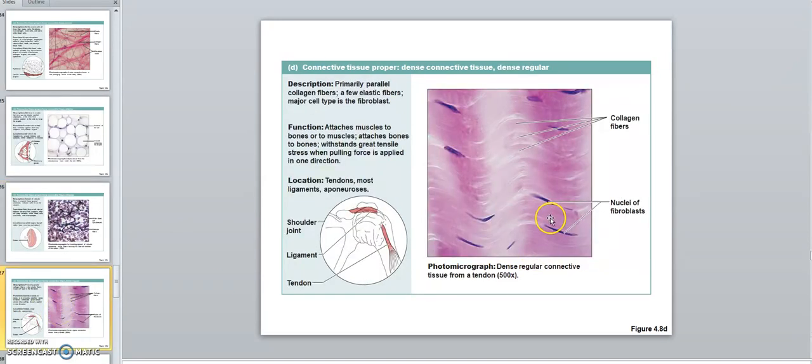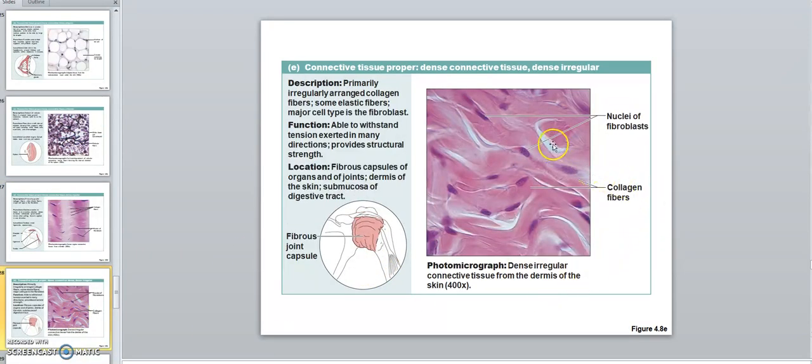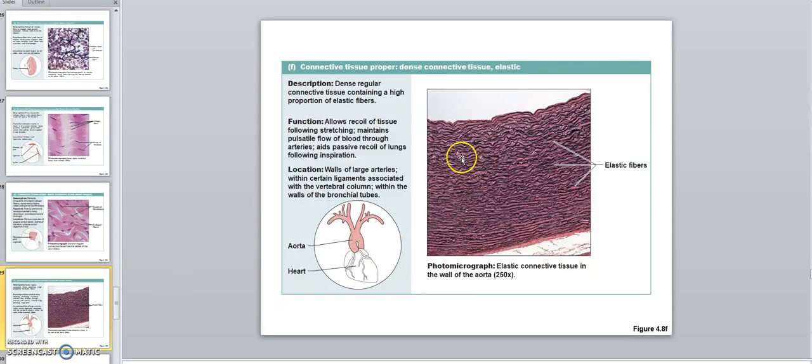This is dense tissue. See, it has a lot of fibers. Now, these fibers are all going in the same direction. That's why they call it dense regular. They're all going in the same what? Direction. Right here, the fibers are dense. It's a bunch of them, but they're going in different directions. So that's why they call it dense irregular. This is elastic. These are elastic fibers here.